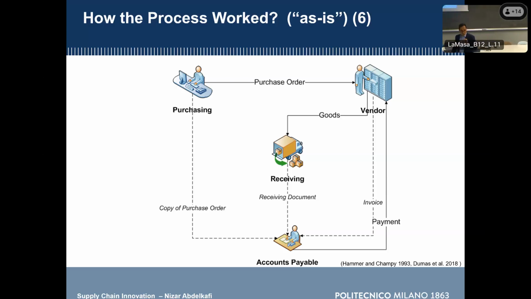Exactly. They will pay the invoice only when they are sure that the quantity, the goods, the price, the cost, everything that is on the purchasing order is the same as in the receiving document and the same as in the invoice. Because it can happen that you purchase something but receive something else, and you get an invoice for something completely different. By the way, mistakes can happen.